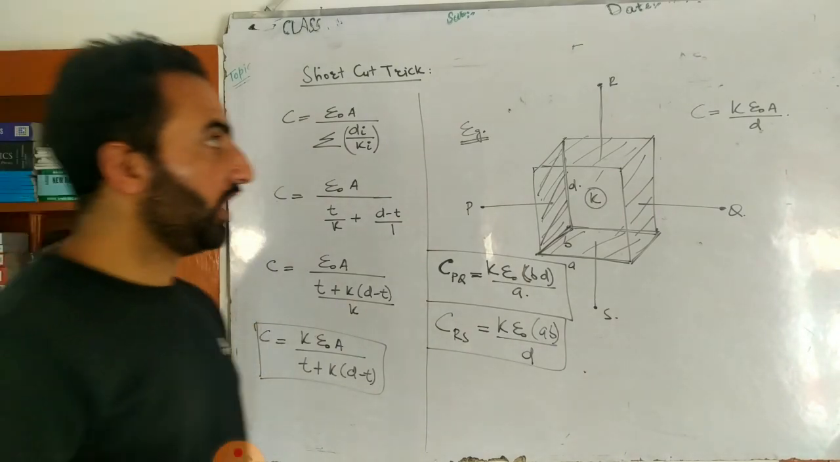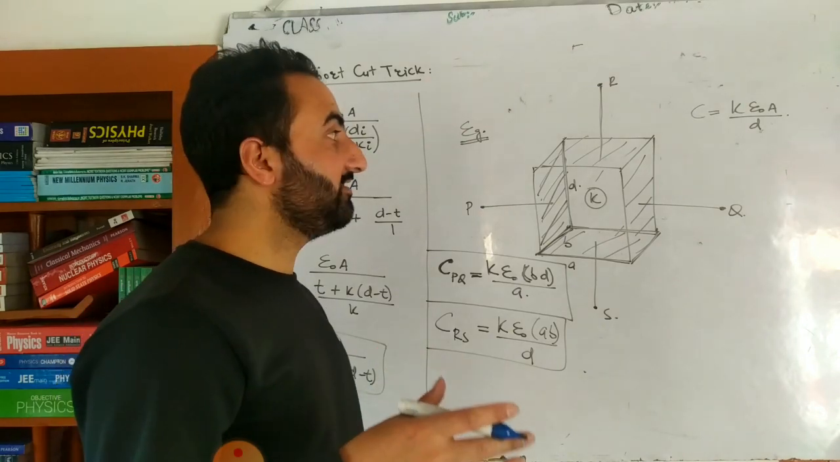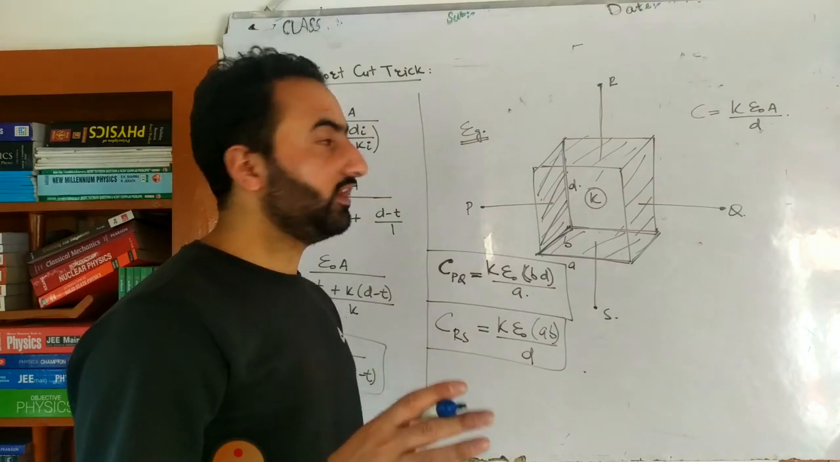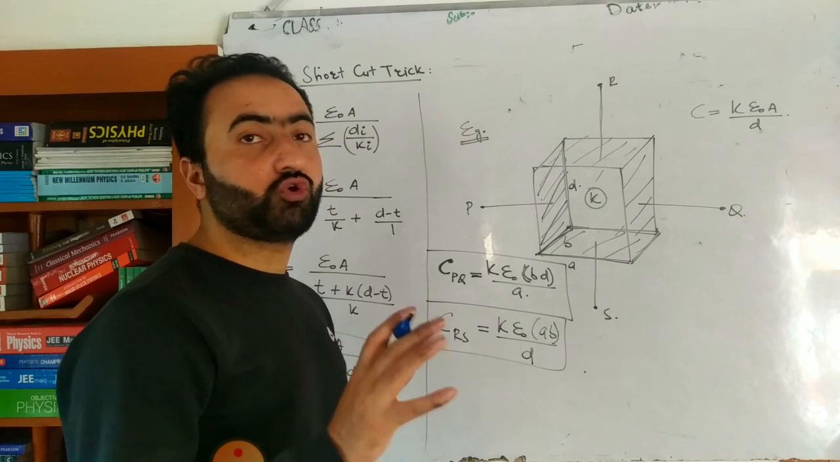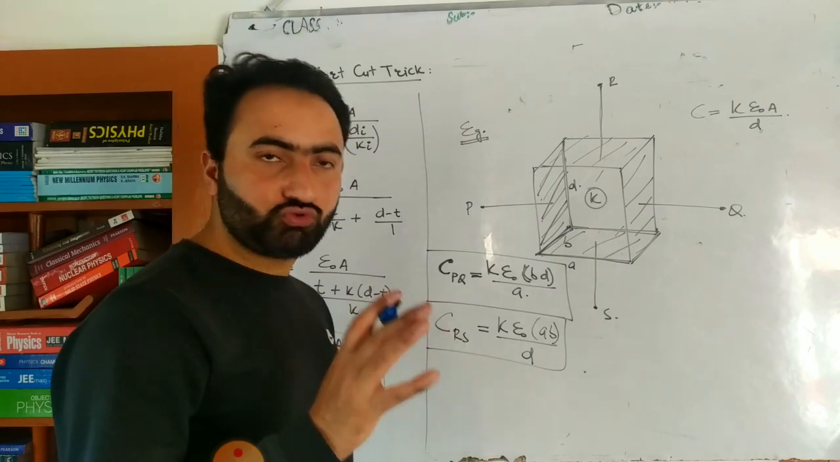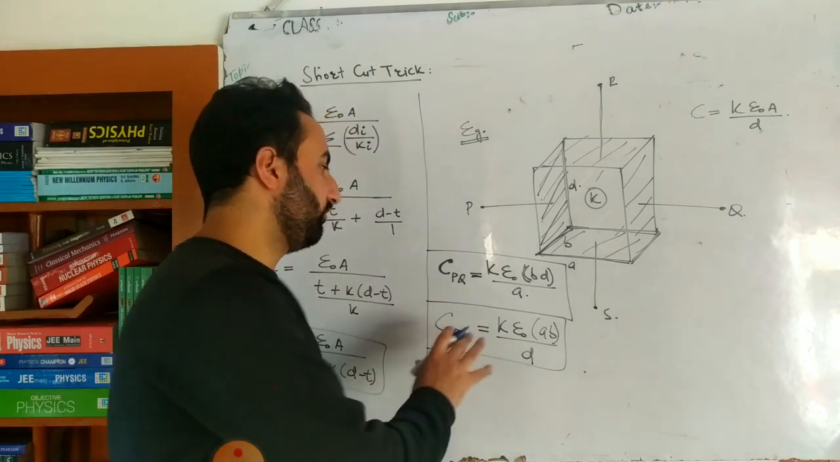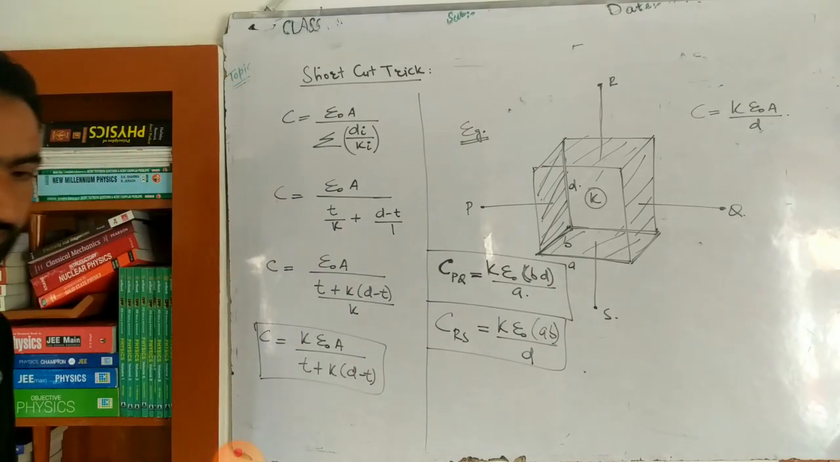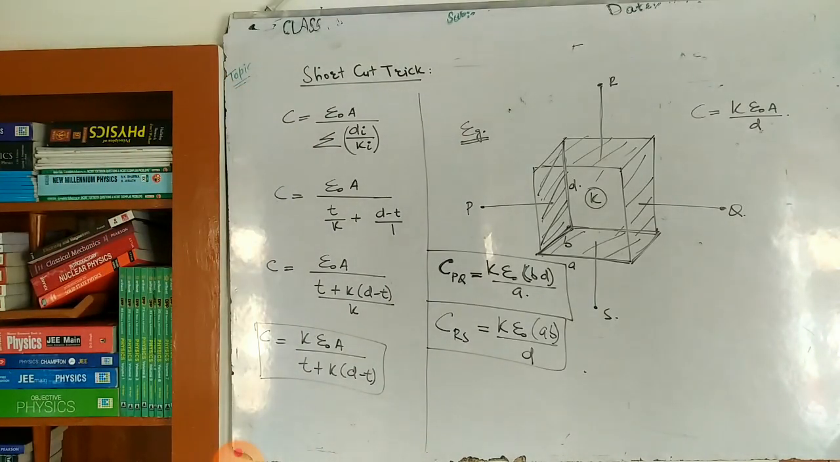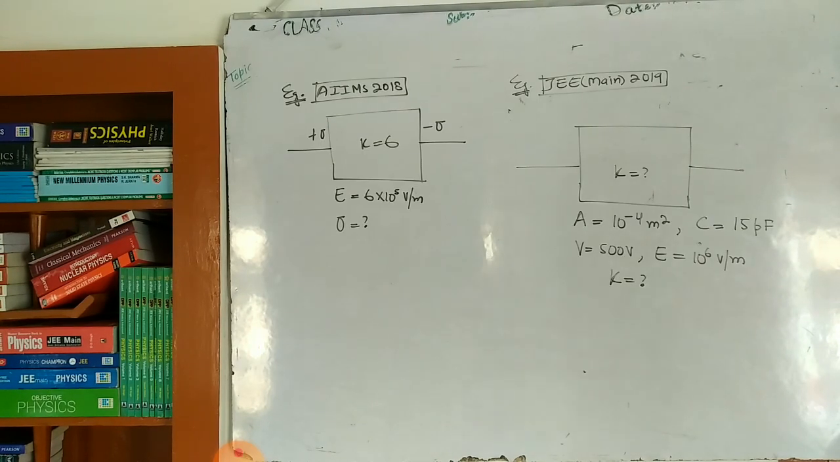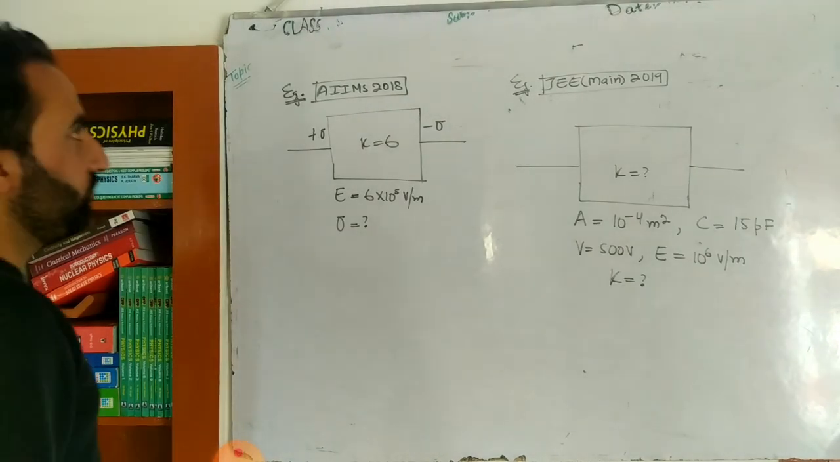So you have to remember that A is the area of those plates, or the area of those two sides which are coated, and D is the separation between those two coated sides. Okay? Pause the screen and write it down. Write down these two questions.